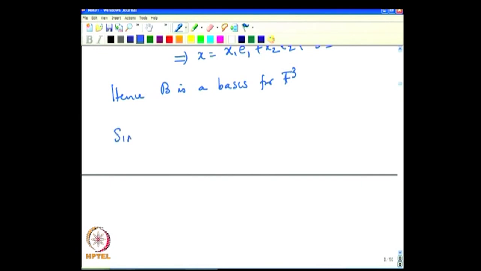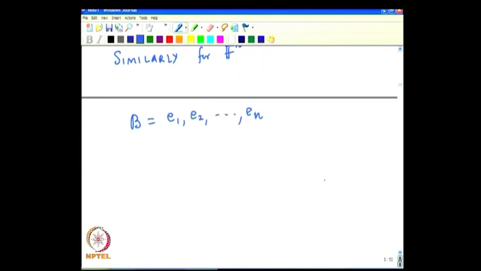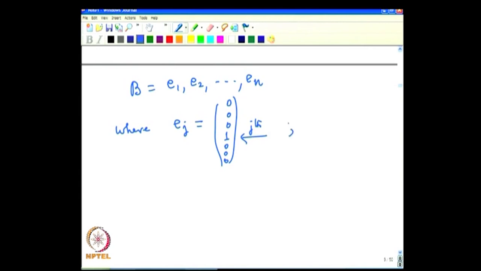Similarly, instead of F3, we can take Fn. For Fn, we can take B to be e1, e2, etcetera, en, where ej is the vector which has all the components 0 except the jth component, which is 1. All others are 0. Do this for j equal to 1 to n, we get n vectors. So, if we take B to be equal to e1, e2, en, where ej's are this, then this is a basis for Fn.